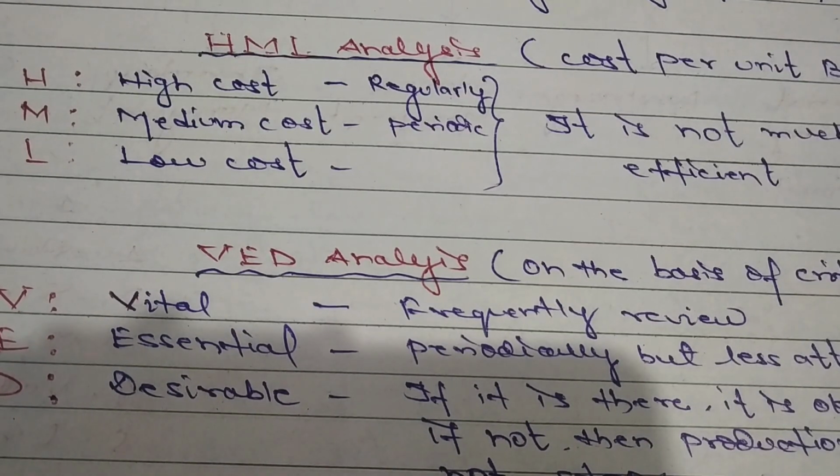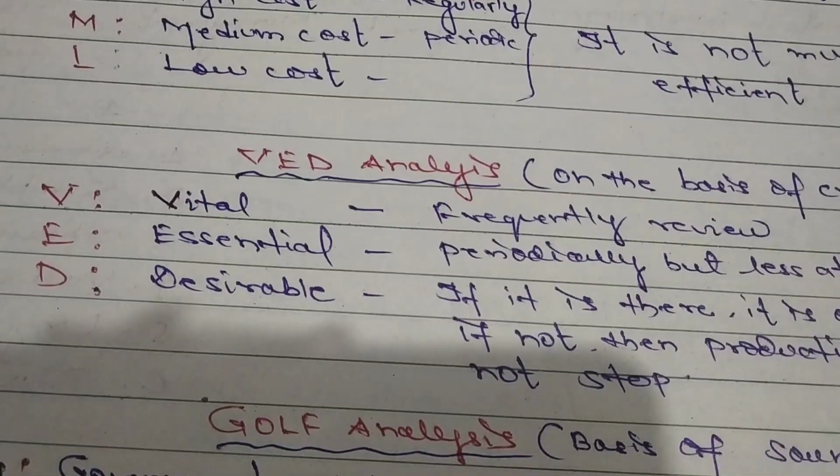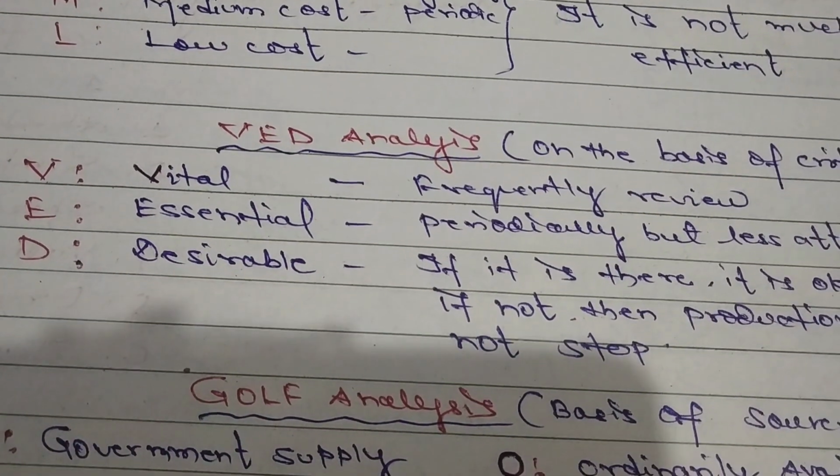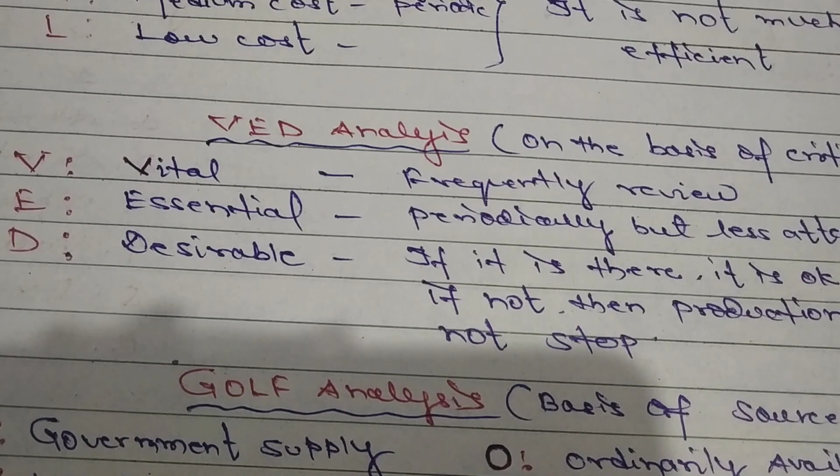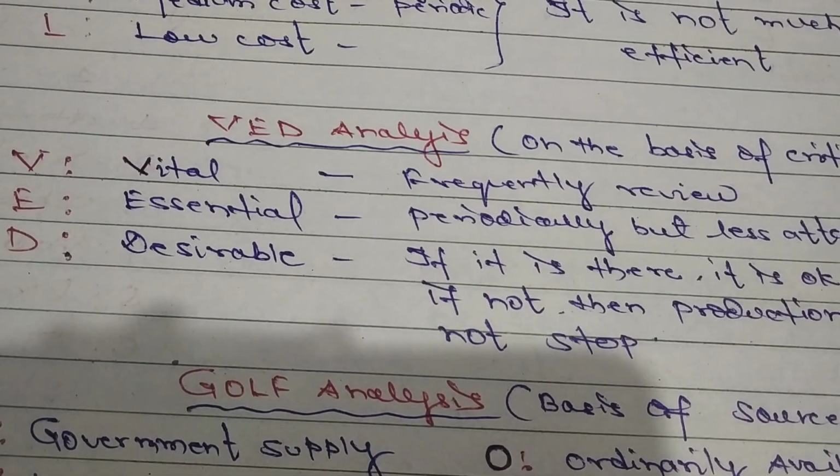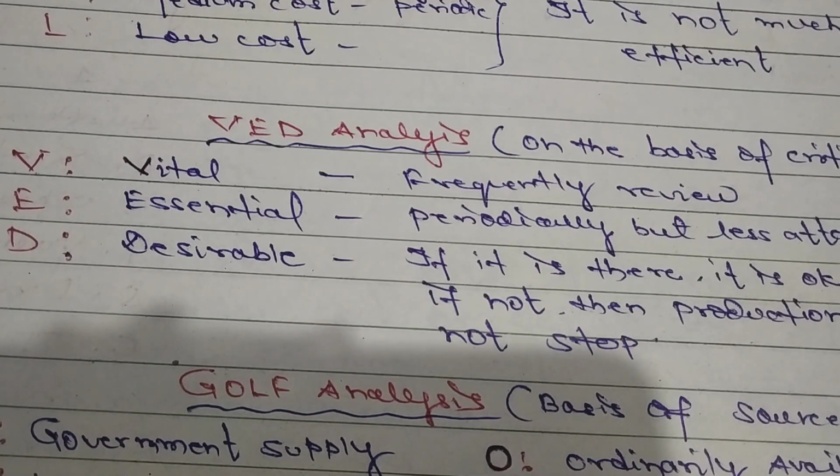So we'll move to the next. This is VED analysis. This is basically on the basis of criticality of production, criticality of raw material or components in the production function or production process. We have three categories here also. V means vital, E means essential, and D is desirable.